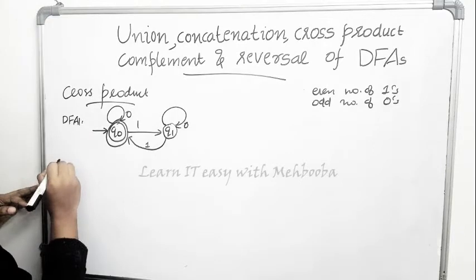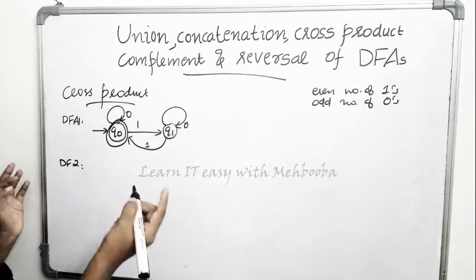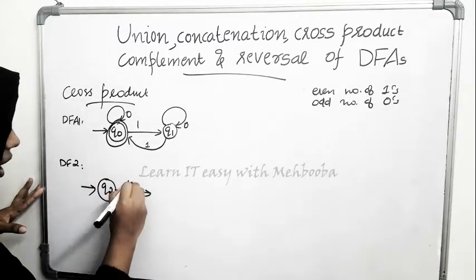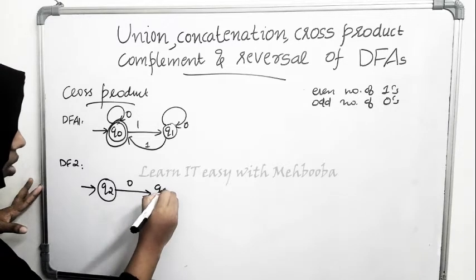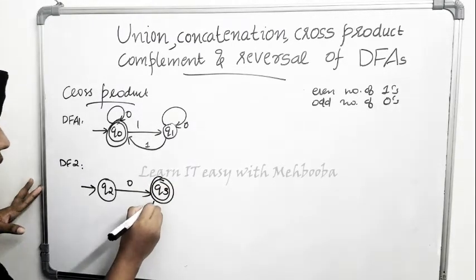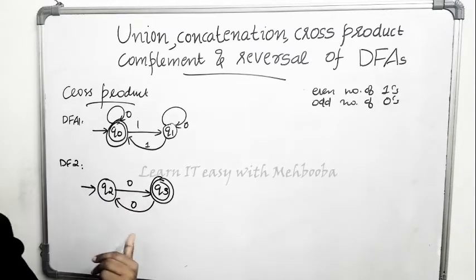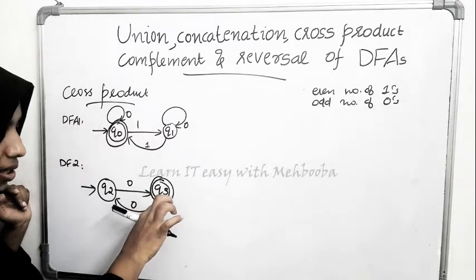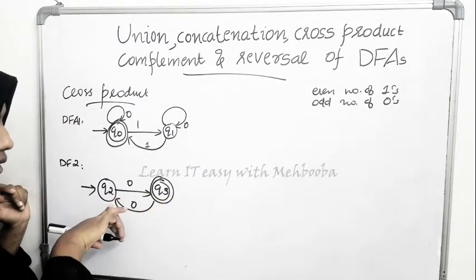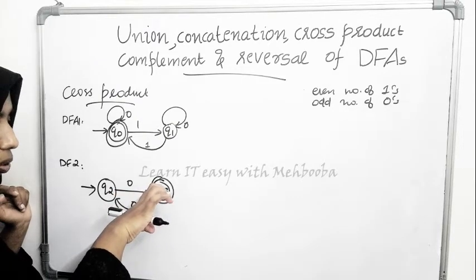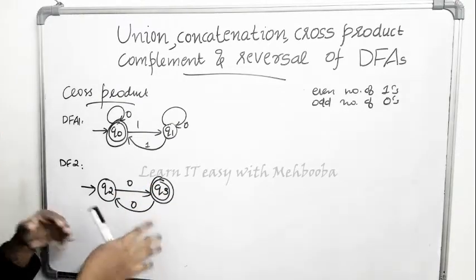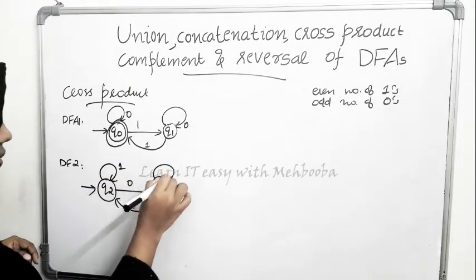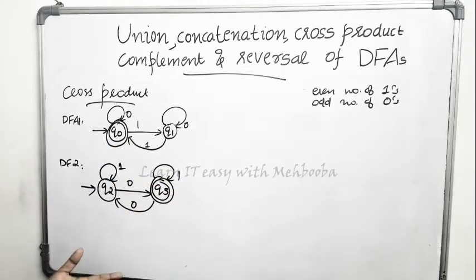Next DFA is DFA 2, which is for odd number of zeros. So Q2. Now 1 zero can be accepted, because 1 is an odd number. So this will be accepted. Now 2 zeros will take you to a non-final state, because 2 is not an odd number. Again 3 zeros will take you to the final state. 4 zeros will bring you back to the non-final state. 5 zeros will take you to the final state. 6 zeros will bring you back to the non-final state, and it goes on. And we don't have any restrictions on the number of ones here, because for both the DFAs the alphabet is 0, 1.